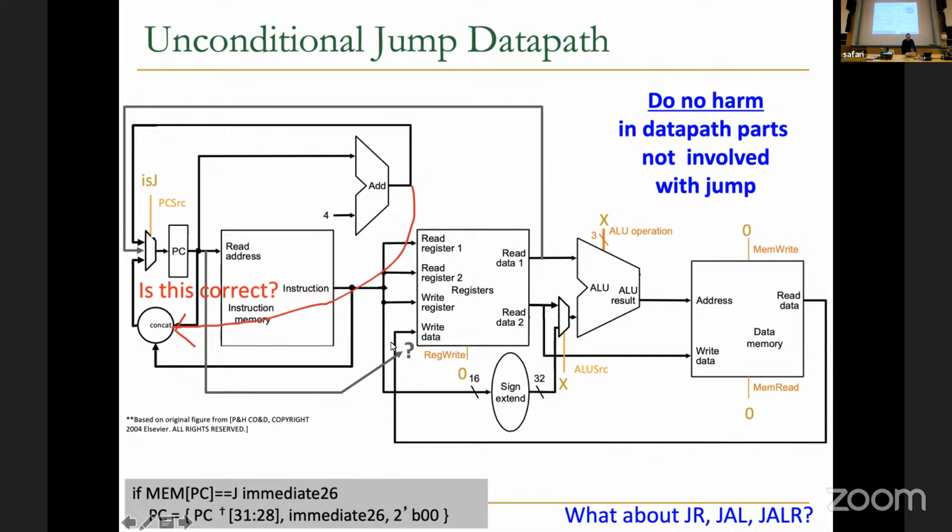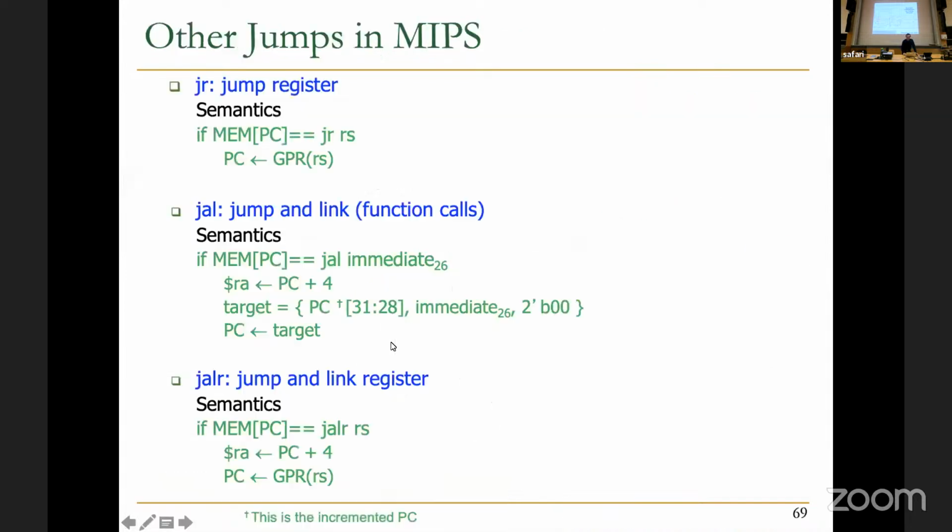So we need to add another mux for jump and link. And then jump and link register does it in a different way, basically. The target address calculation is very similar to jump register, except you also need to link it, meaning store PC +4 in a destination register specified by the instruction. So we're not covering these instructions in detail. That's why I didn't do much over here.